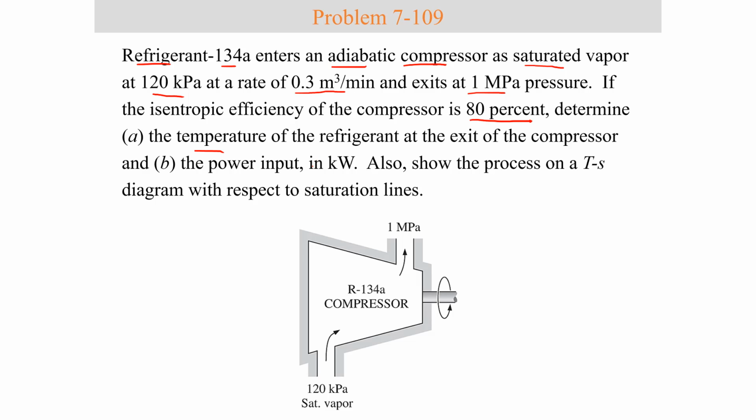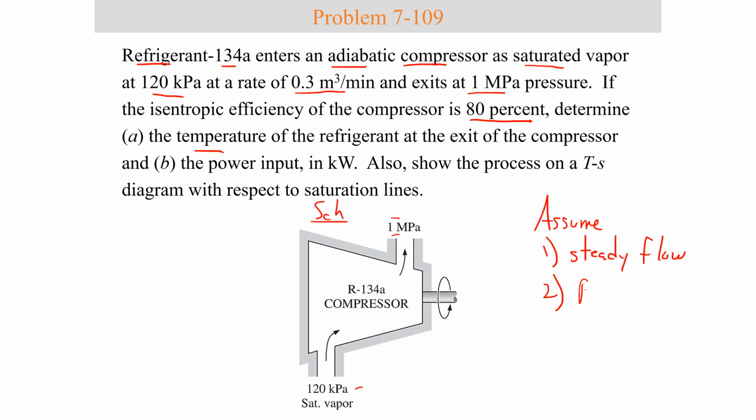So fortunately, the problem statement gives us the schematic. We have here pressure coming out at 1 megapascal, pressure going in as 120 kilopascal. For this particular problem, we can draw a few assumptions. One, that this is definitely a steady flow problem, right?